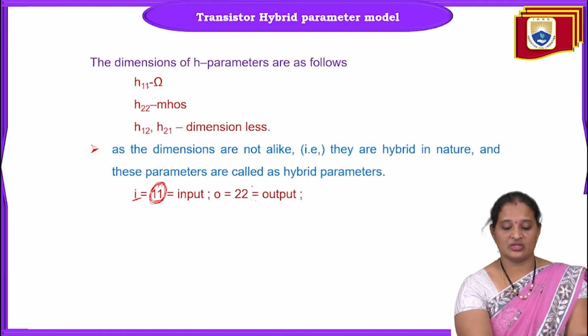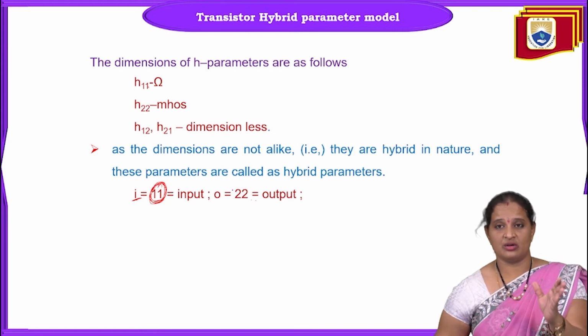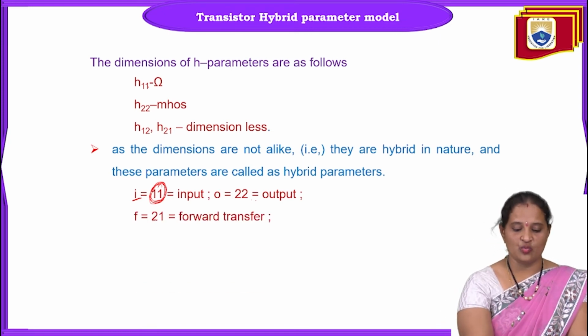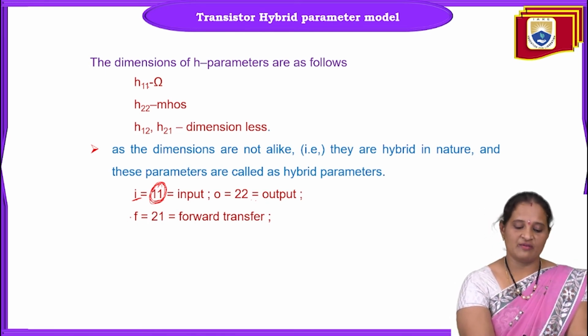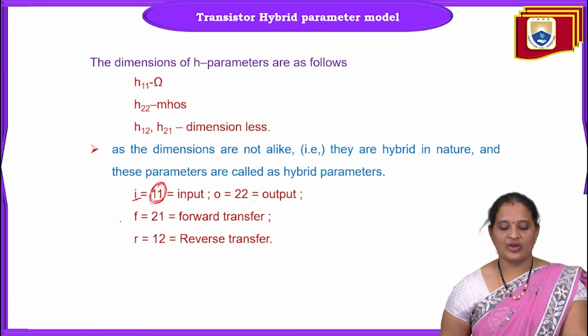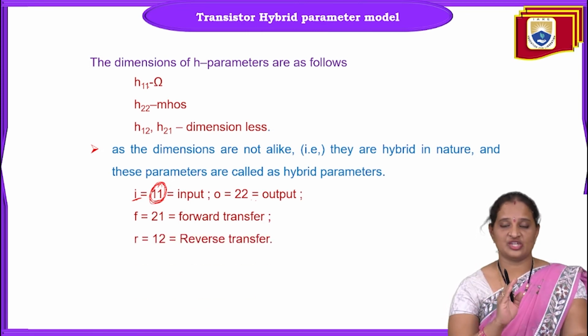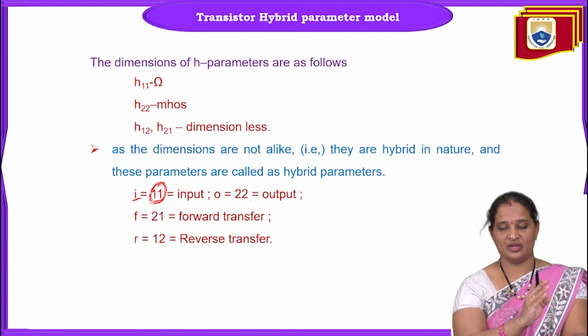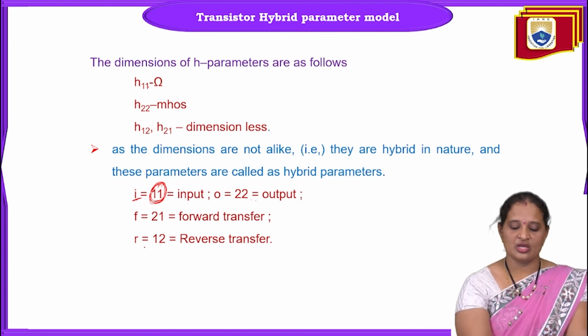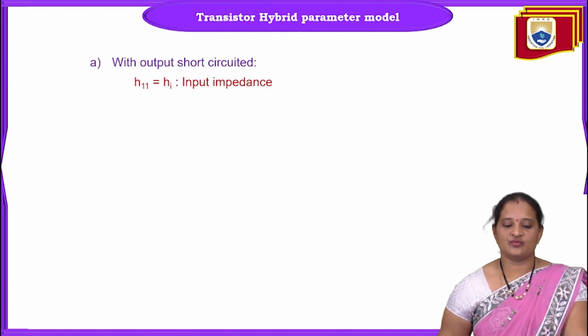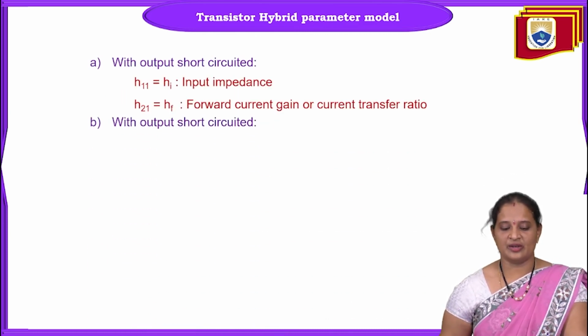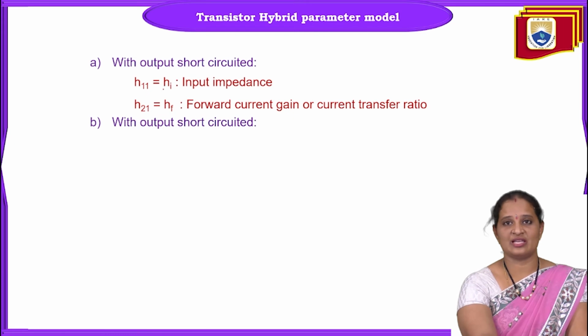Whereas 2, these are the two parameters which are related to the output port. So I want to represent it as o for our convenience. And similarly 2 1, that means output to the input, so it is forward. That is why we are considering it as f. Whereas 1 2 is defined as a ratio of input parameter to the output parameter, so that is why it is the reverse transfer ratio. Right? So with all this notation, I can represent H11 as hi.